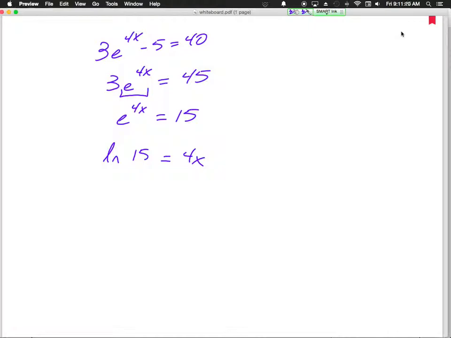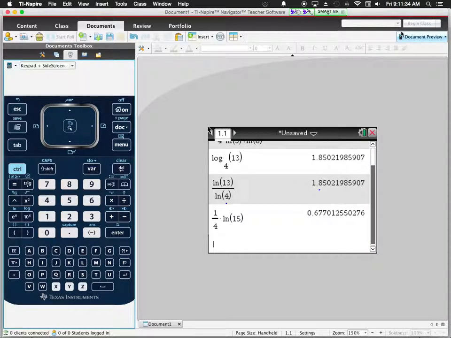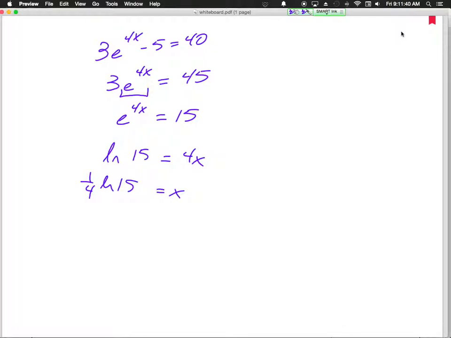What do I do with that 4 in front of the x? Divide, but since I'm dealing with logs, how does it look? I put a 1/4 over here. So 1/4 natural log of 15 equals x. And I punch that in my calculator. So 1/4 natural log of 15 gives me 0.677. So 0.677 is x.